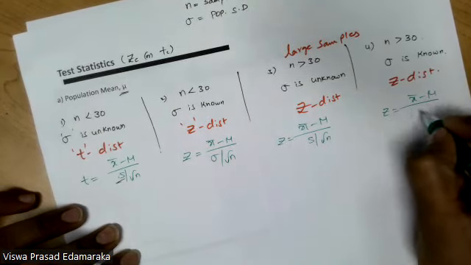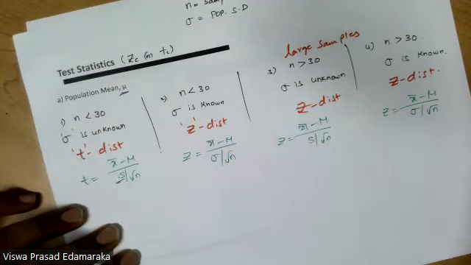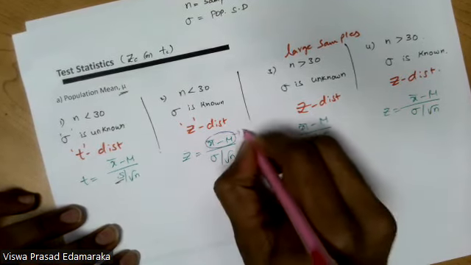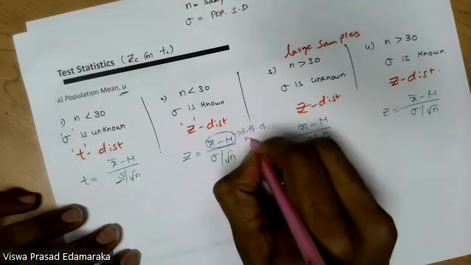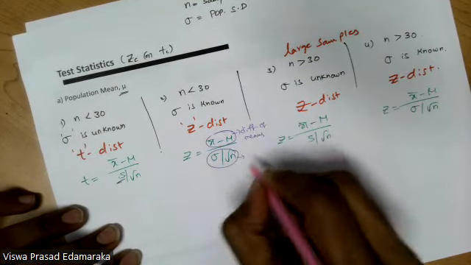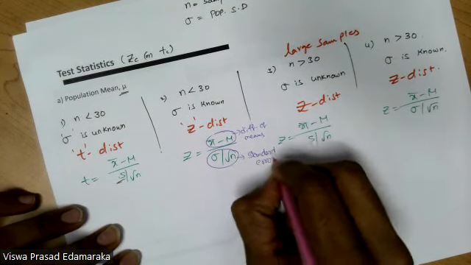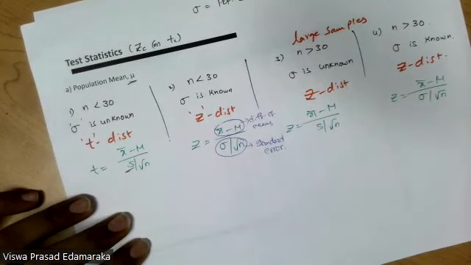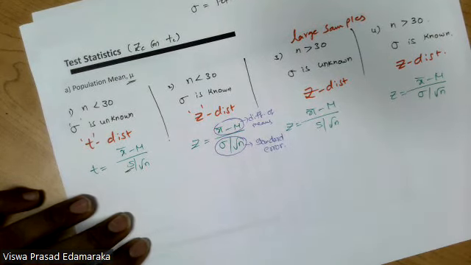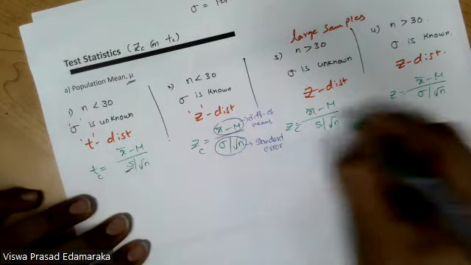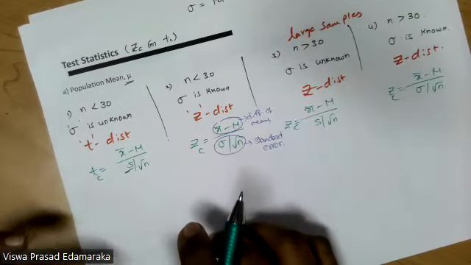X bar minus mu divided by sigma by root n. The upper numerator is called the difference of means. The denominator is called the standard error. This is a fixed formula, whether it is z, t, or chi, anything it might be: difference of means divided by standard error. So these are z calculated, t calculated, and so on. Okay, these are the four conditions.